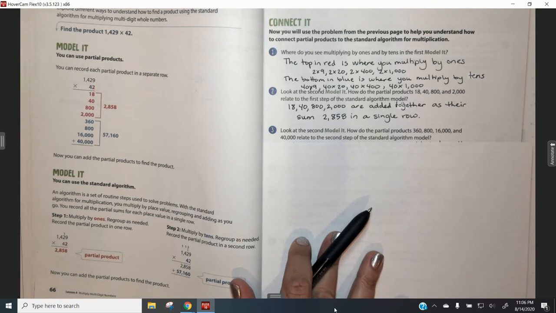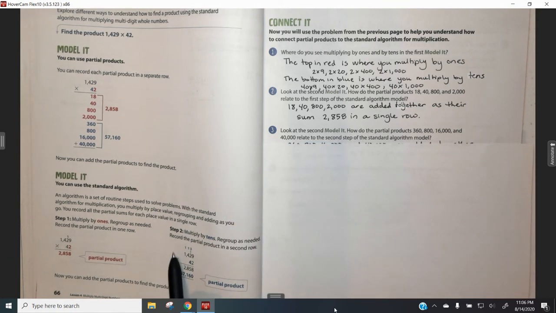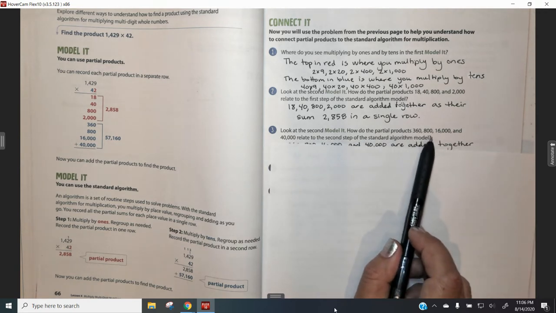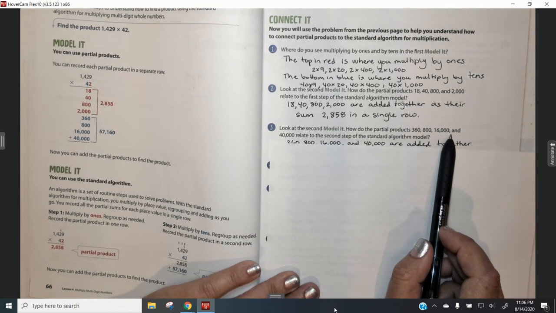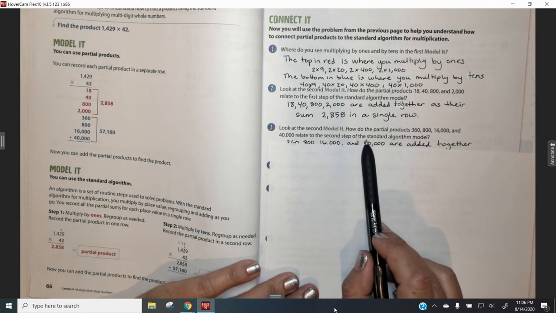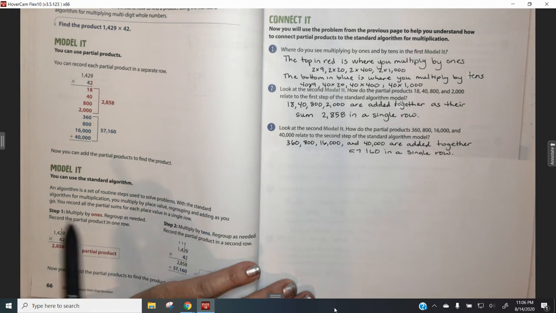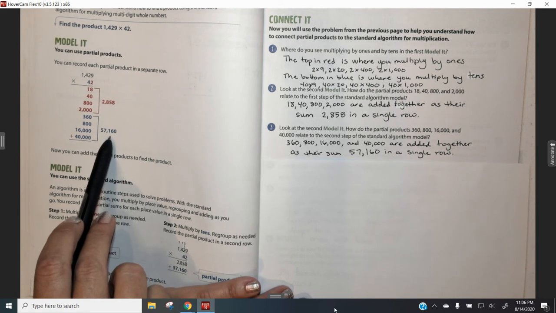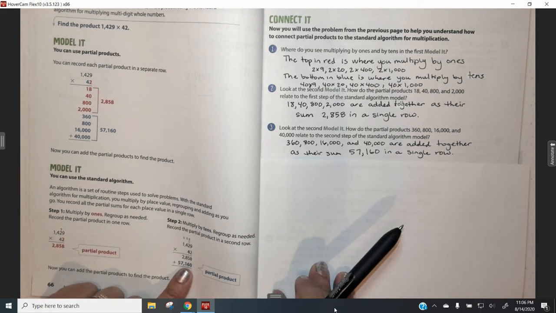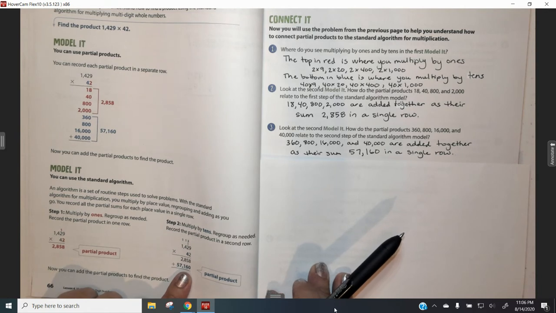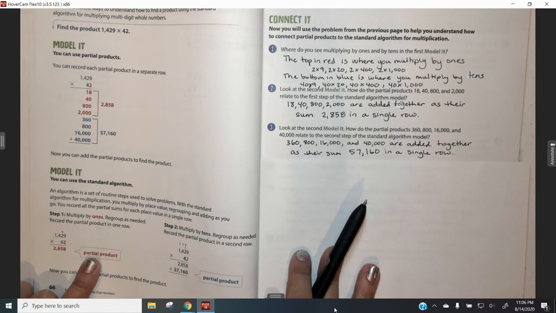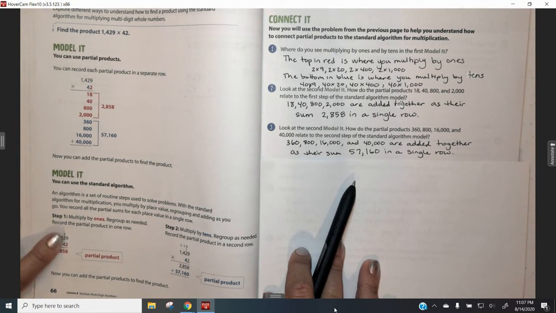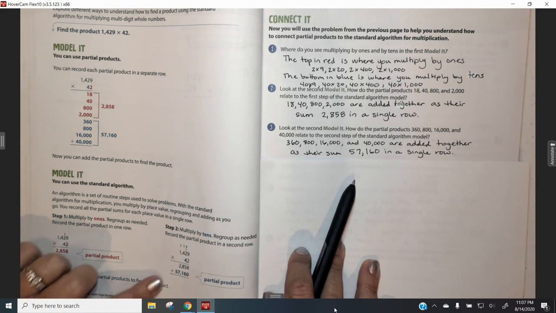When we look at the second modelet, how do the partial products 360, 800, 16,000, and 40,000 relate to the second step of the standard algorithm model? So if we look down here, we see all of these, when you add them all together, equal 5,160. And that is the same as the second row in the partial product. So instead of seeing it broken out in individual multiplication problems, we see all of the work done on a single row.